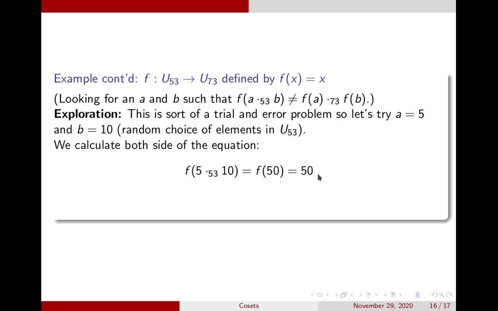And now we calculate the right-hand side. f of 5 times sub 73 f of 10. f of 5 is 5. f of 10 is 10. So this will be 5 times sub 73 10. 5 times sub 73 10 is 5 times 10 mod 73. That will be 50 mod 73, which is 50. It didn't work.